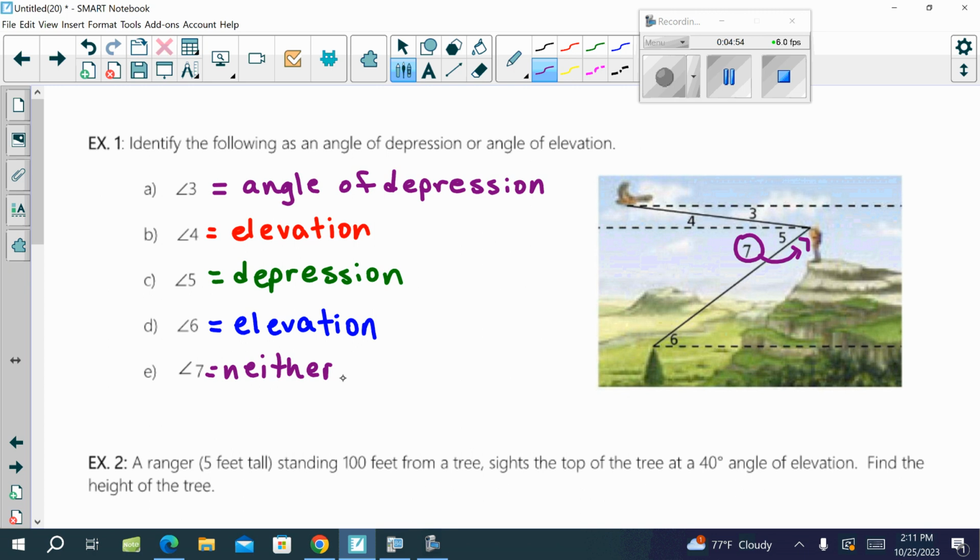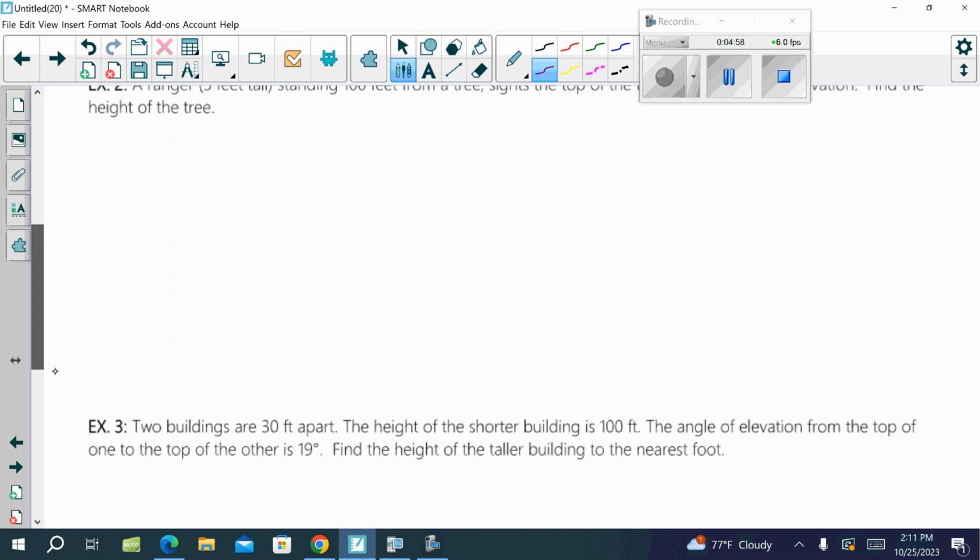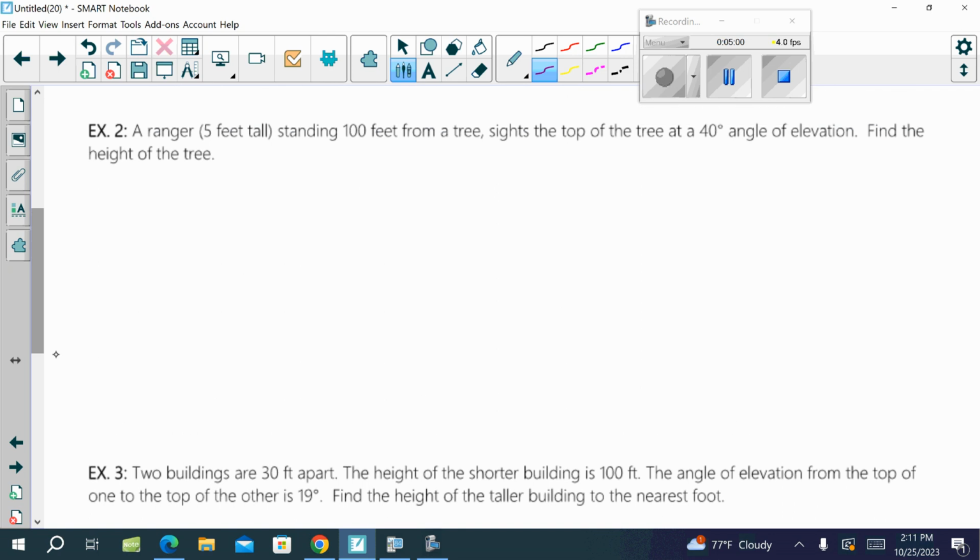Okay. All right, so now we're going to do word problems that deal with it. So similar kind of to yesterday. A ranger, 5 feet tall. So let's draw him. Got a ranger. He is 5 feet tall. He stands 100 feet from a tree. So he is 100 feet from a tree.